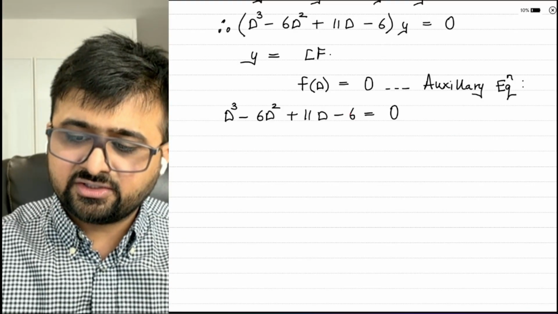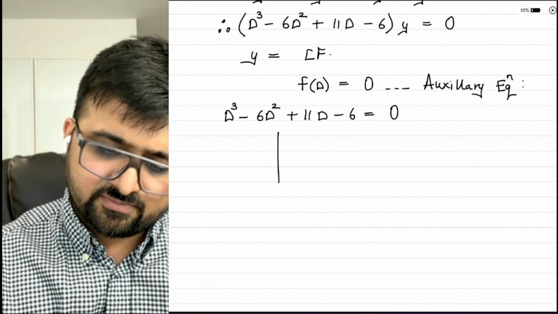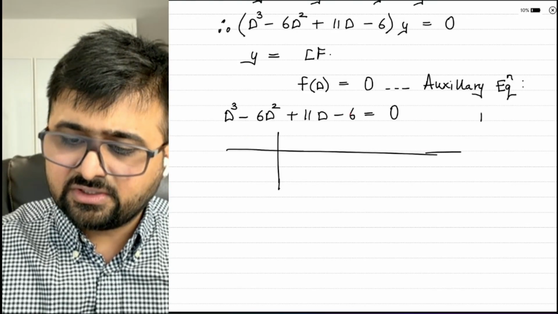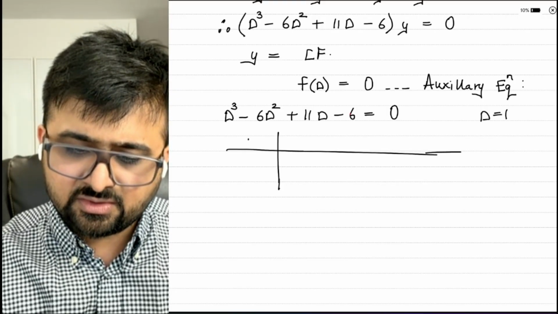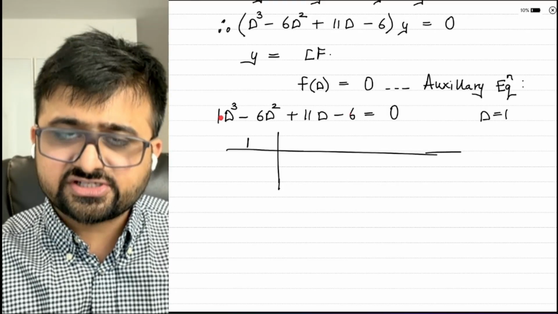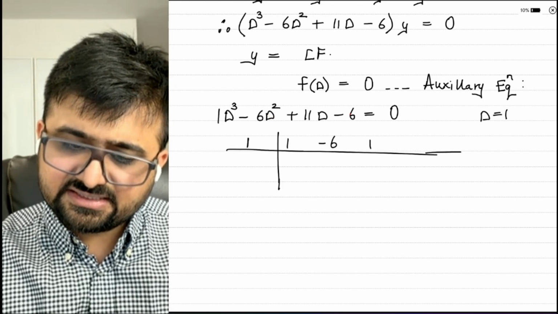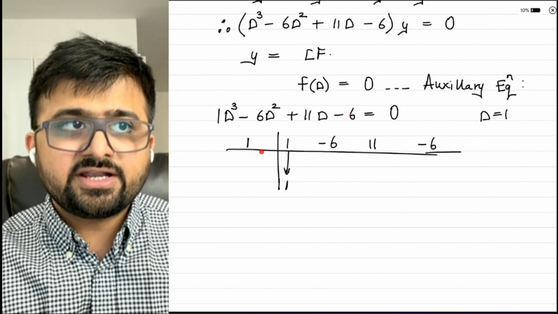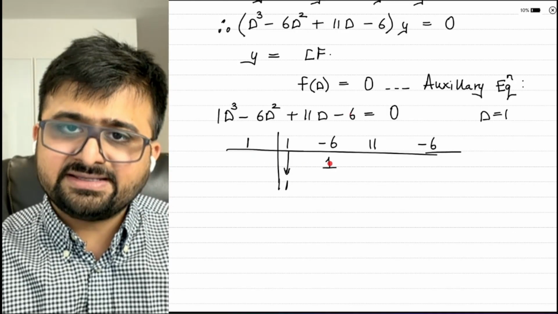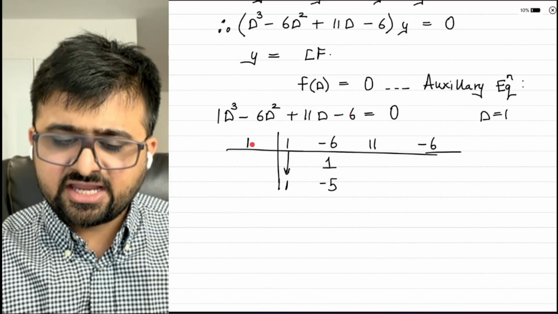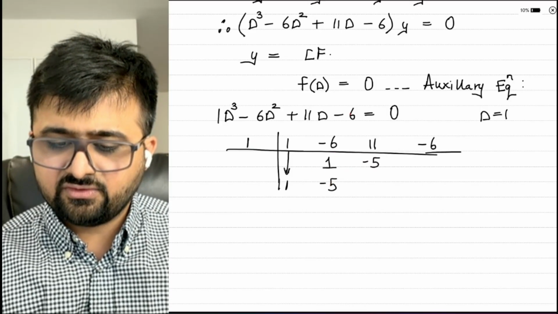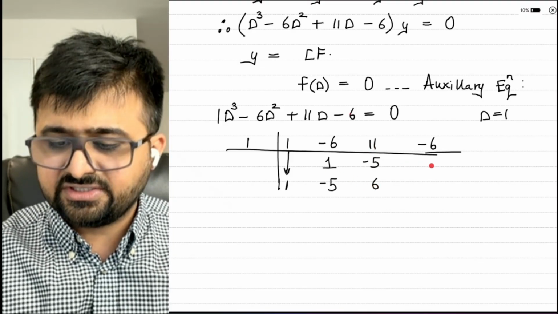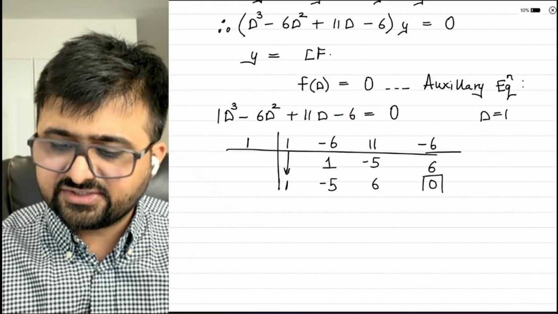And if we want to find another root, we do synthetic division by just something like this. So we just draw a horizontal line, a vertical line. We know that D is equal to 1 is one root. So we just write 1 here and write the coefficients here. So 1, minus 6, 11, and minus 6. And then take this 1 below. Multiply this over here. So 1 times 1 is 1. Add these results. You get minus 5. Again, multiply. 1 times minus 5 is minus 5. Then 11 minus 5 is 6. And again, multiply this. 6 times 1, you get 6. And 6 minus 6, here you get 0.